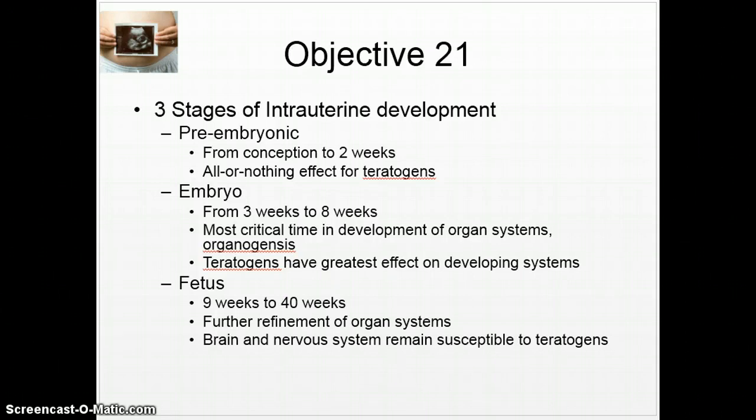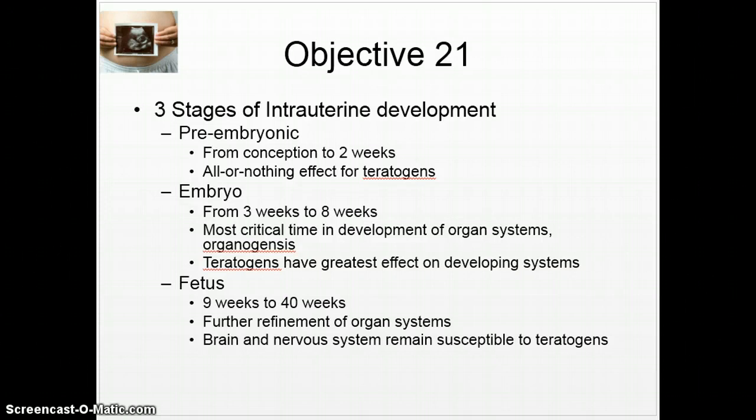Embryonic stage of development is from about 3 weeks post-conception to 8 weeks post-conception. This is the most critical time in the development of the organ systems called organogenesis, and teratogens have the greatest effect on the developing systems during this time. If mom does hits of crack cocaine during this time, it is common that the fetus will have some sort of anomaly or long-term effects from that.